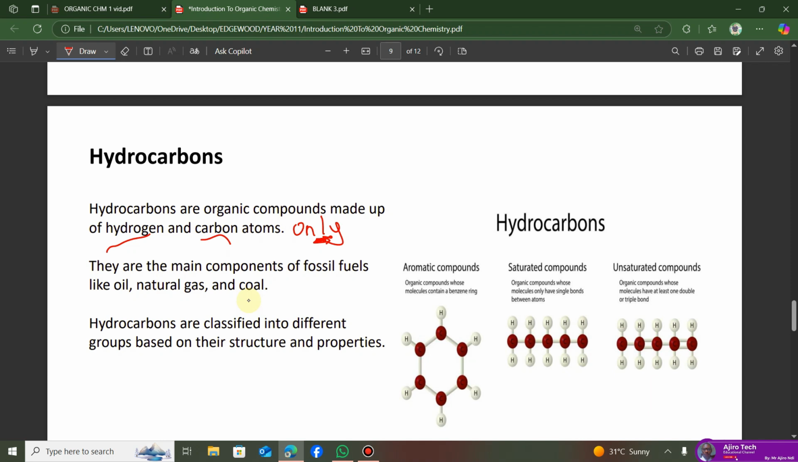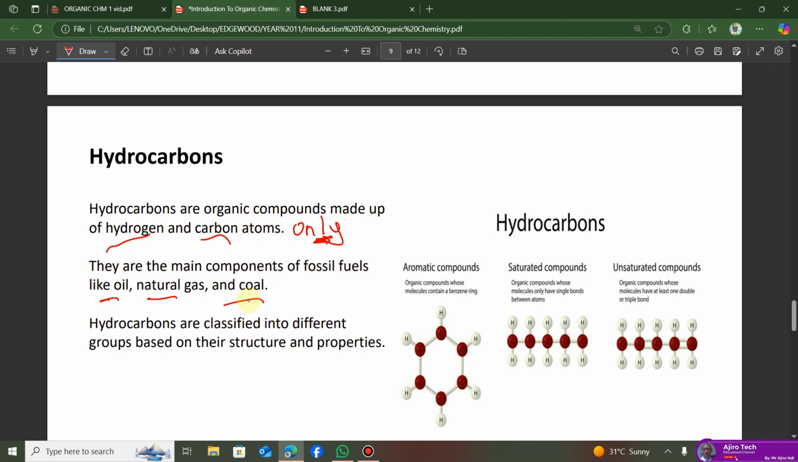It has to be there for you to have the full mark when you're giving the definition of hydrocarbons. Now, what are the sources of this hydrocarbon? We're going to talk about this when we go into crude oil, but I just want to give a quick introduction to the hydrocarbons. Their sources are majorly crude oil, like petroleum, natural gas, and coal.